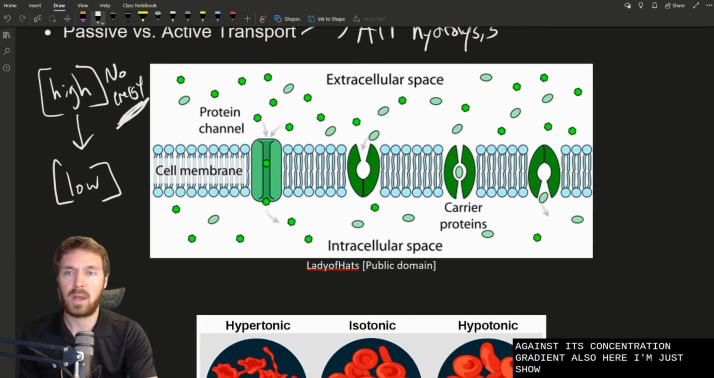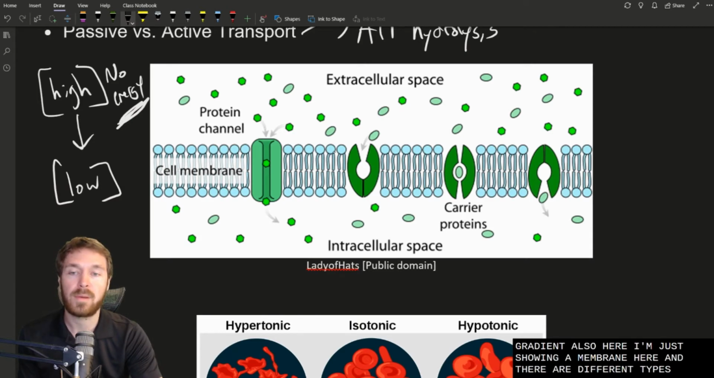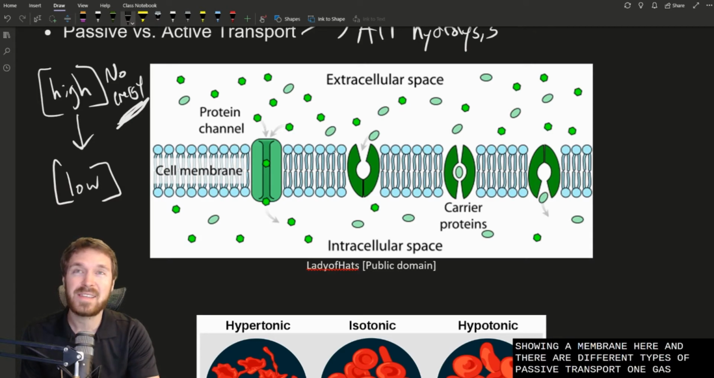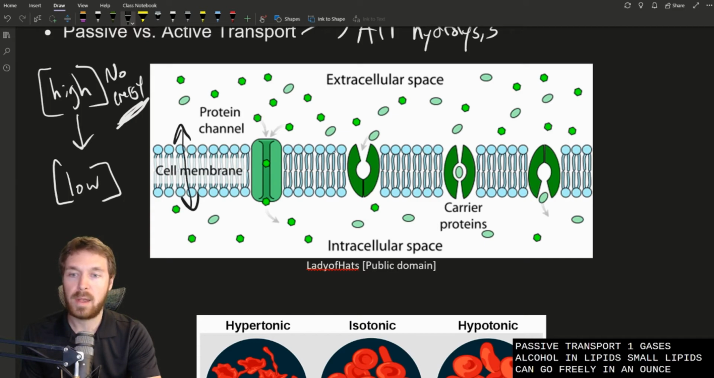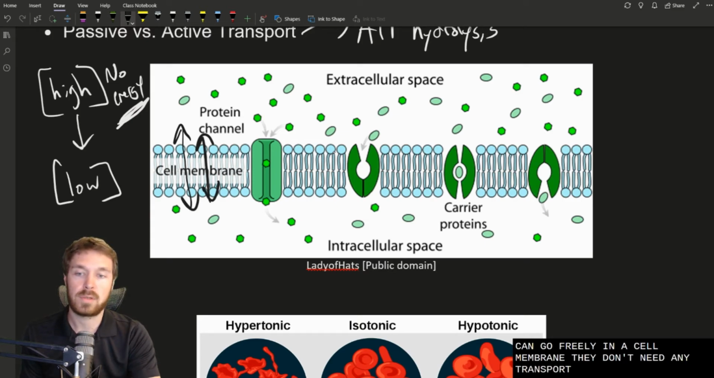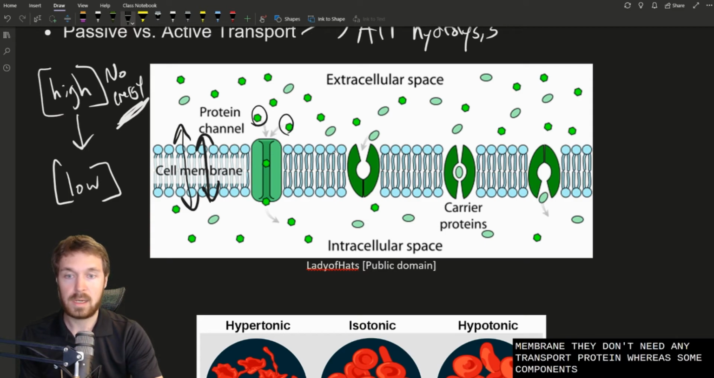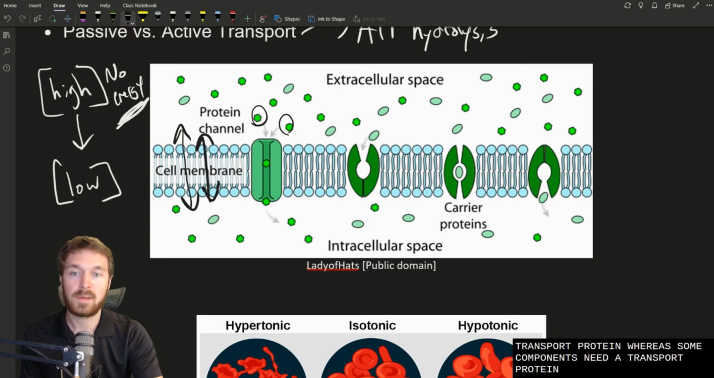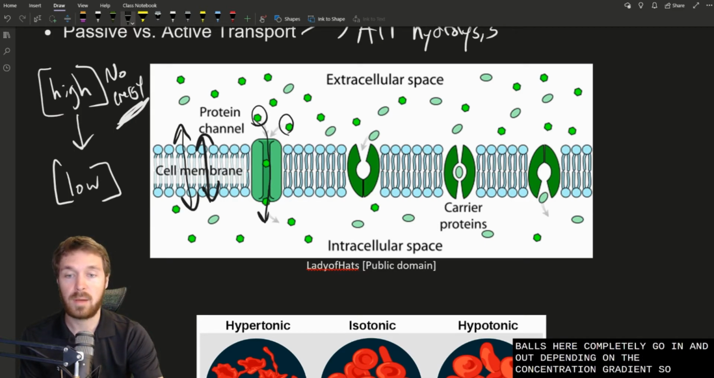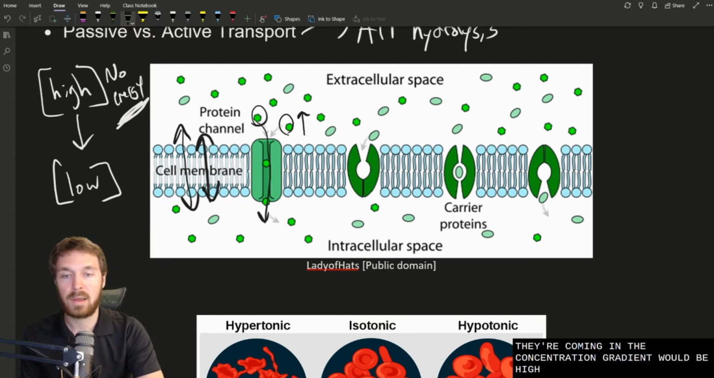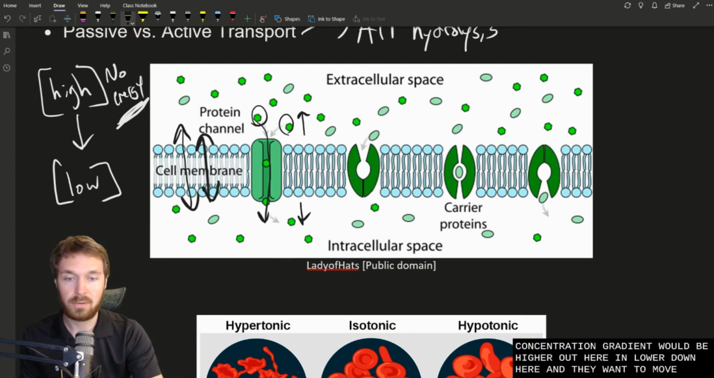So here I'm just showing a membrane, and there are different types of passive transport. One, gases, alcohols, and small lipids can go freely through the outer cell membrane. They don't need any transport protein. Whereas some components need a transport protein. So right here, this is facilitated transport. These ions or sugar molecules, these little green balls here, can freely go in and out depending on the concentration gradient. So if they're coming in, the concentration would be higher out here and lower down here, and they want to move to that region.